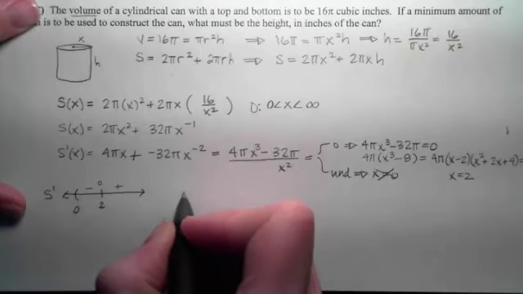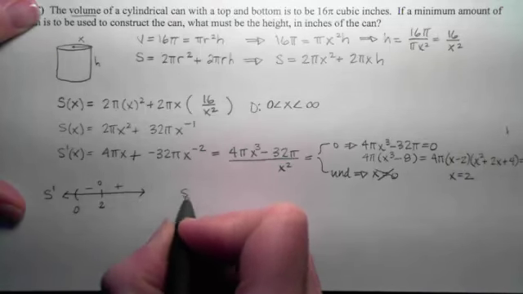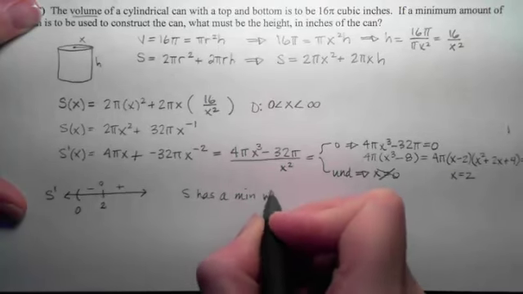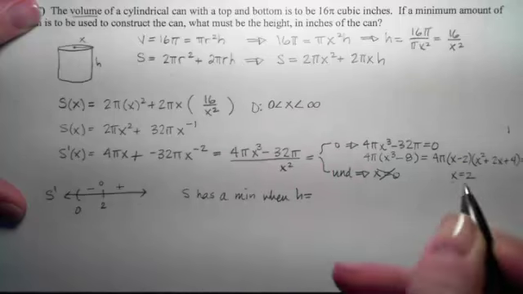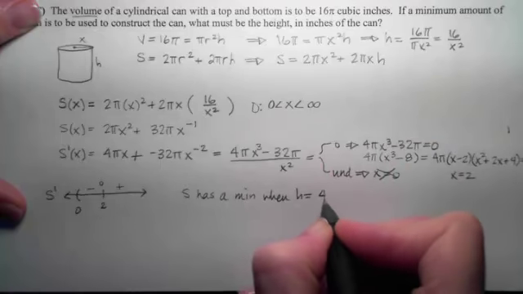So now that we know the minimum occurs when the radius is 2, that means the height will be 16 divided by 2 squared, which is 4.